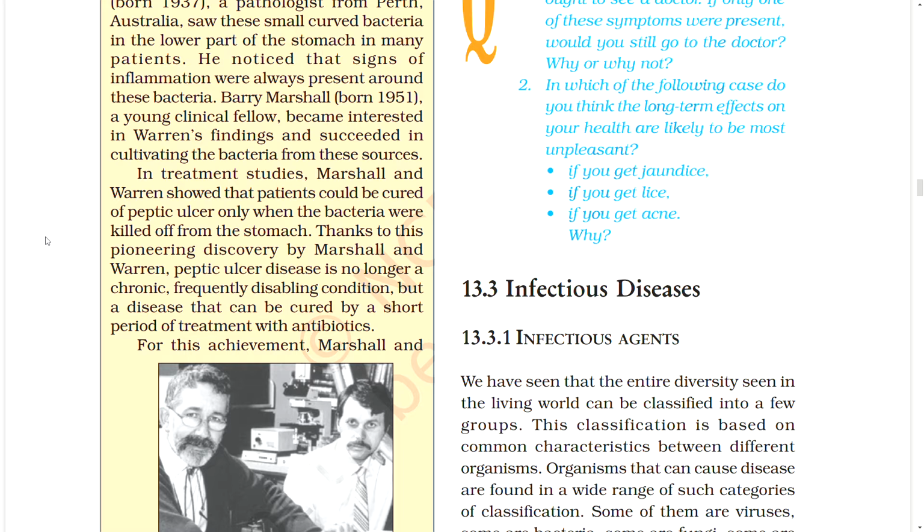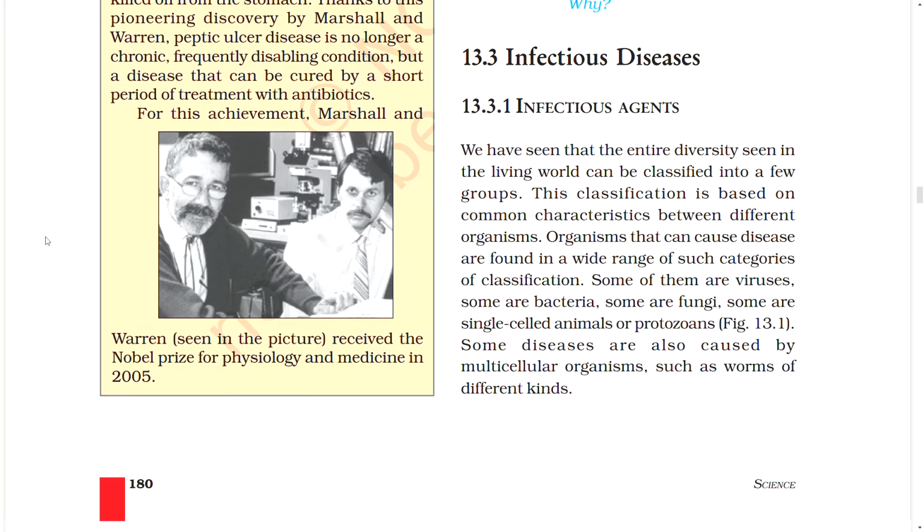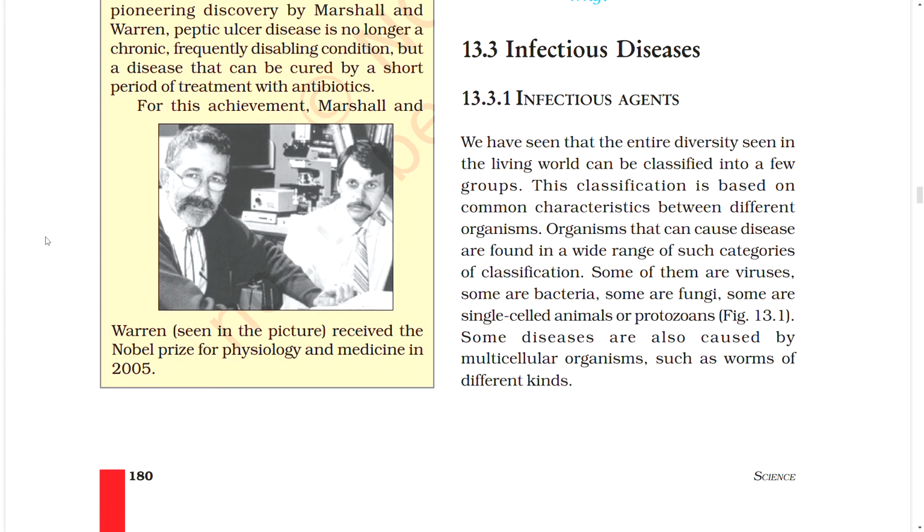Thanks to this pioneering discovery by Marshall and Warren, peptic ulcer disease is no longer a chronic, frequently disabling condition, but a disease that can be cured by a short period of treatment with antibiotics. For this achievement, Marshall and Warren, seen in the picture, received the Nobel Prize for Physiology and Medicine in 2005.